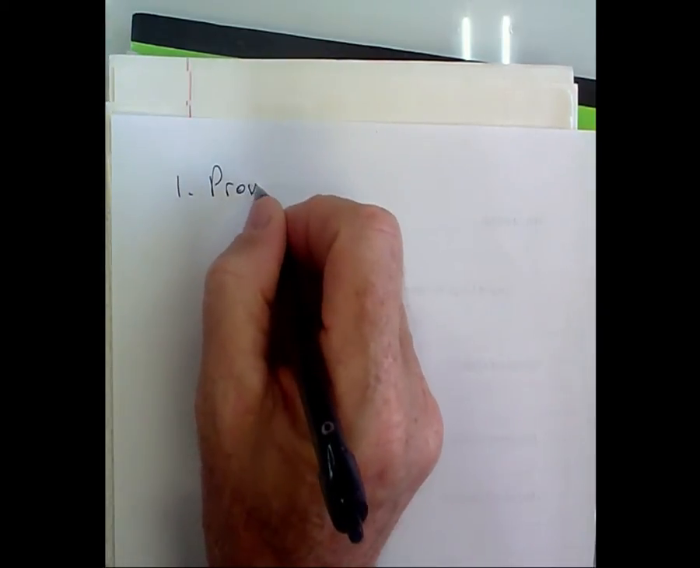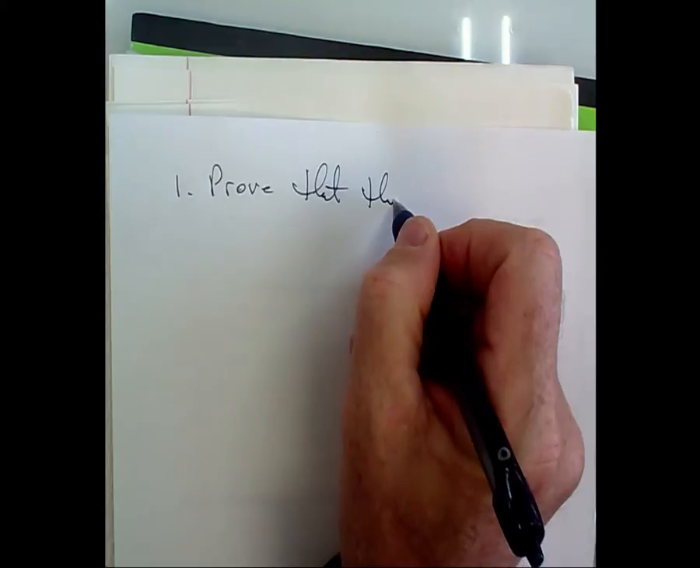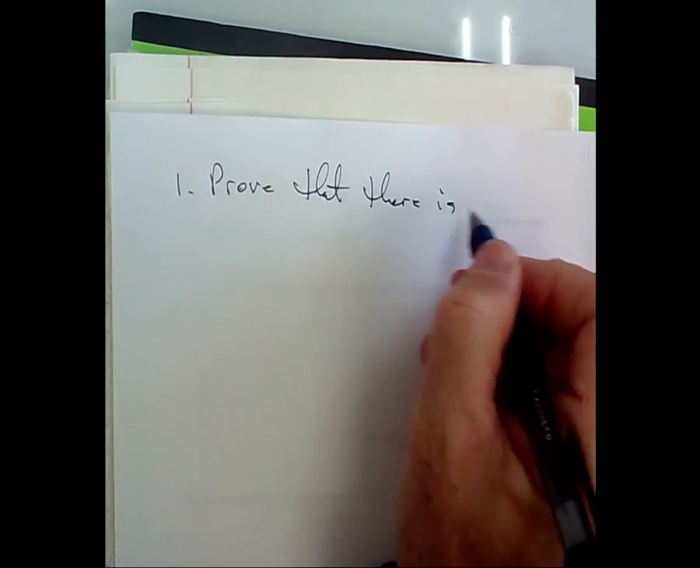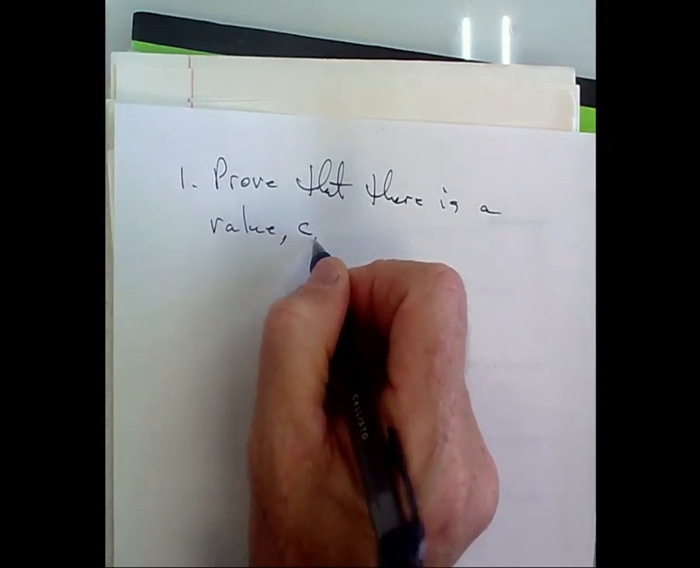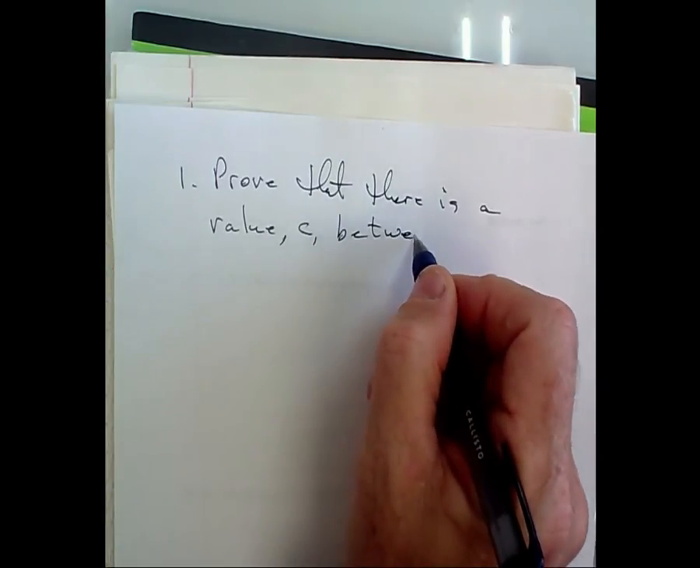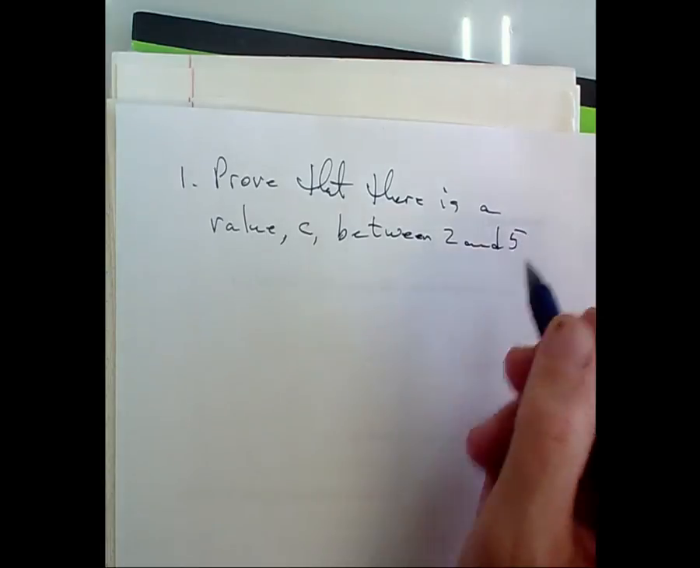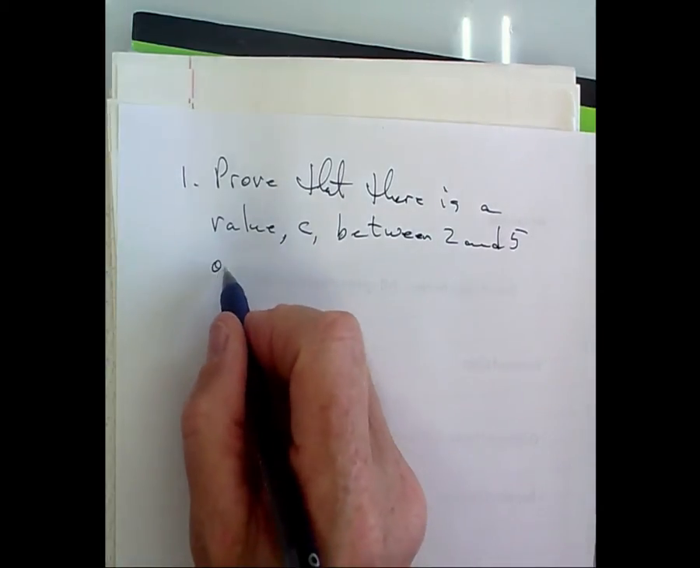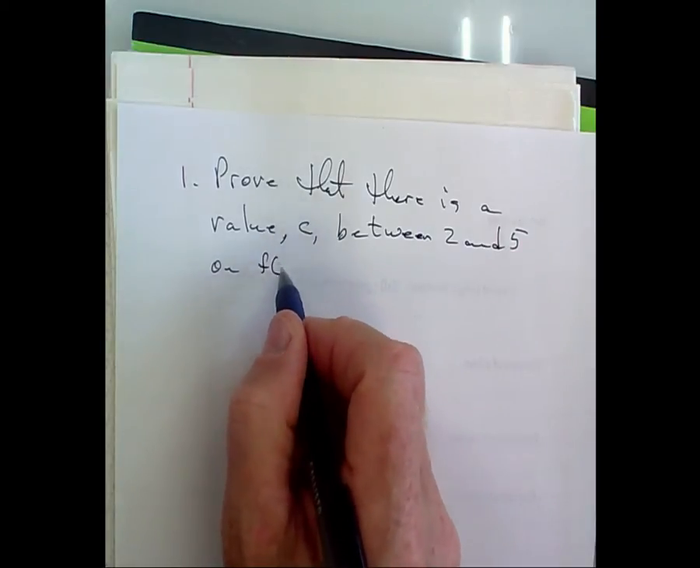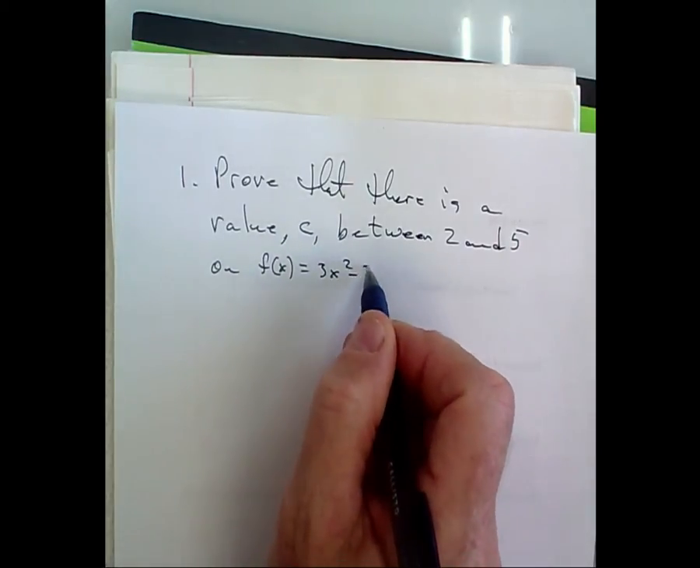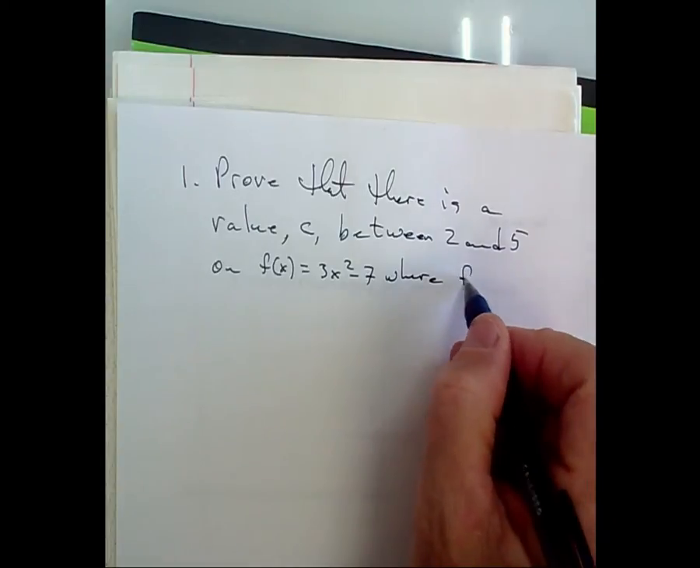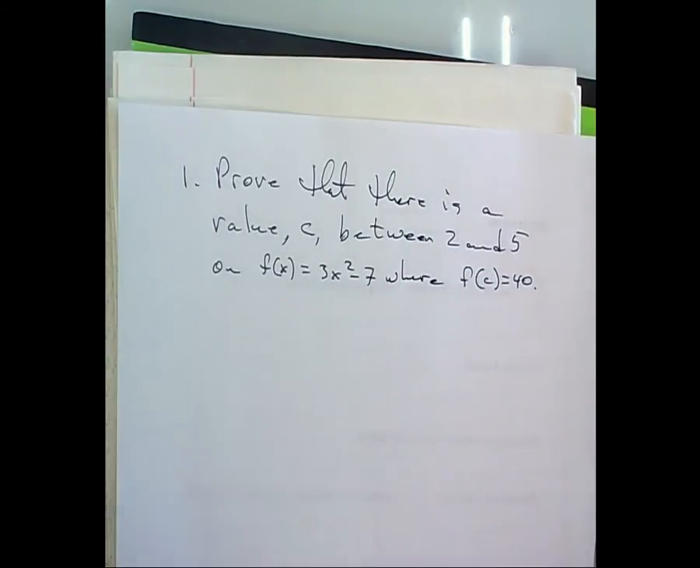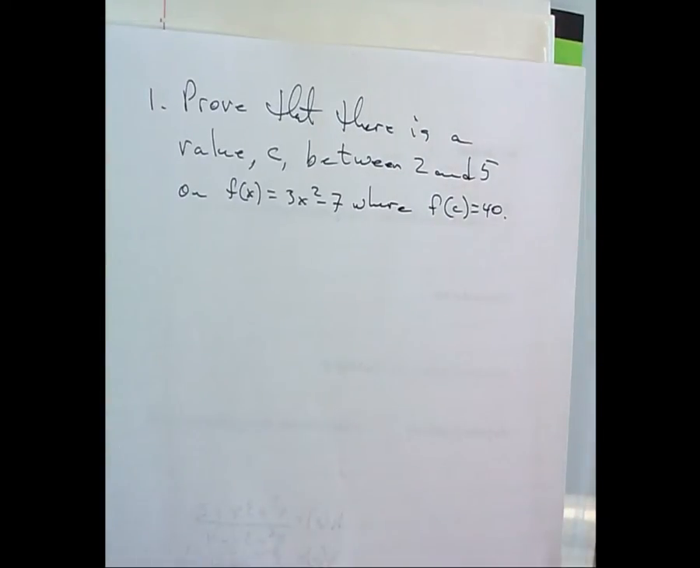1. Prove that there is a value C between 2 and 5 on f of x equals 3x squared minus 7, where f of c equals 40. Okay? Okay, here's our proof.